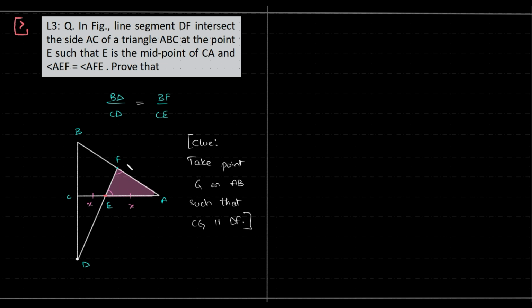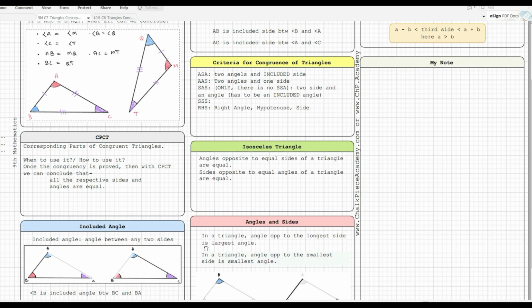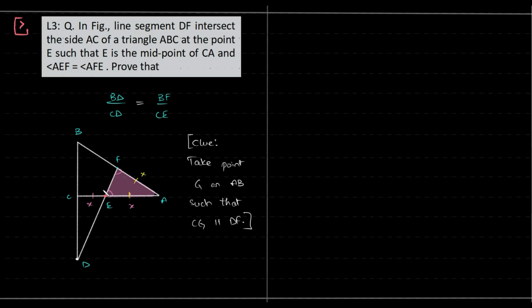Yes, we have the two sides AE equal to AF, and this is also equal to X. Why? Why is it so? Very simple reason. We have studied this. Angles opposite to equal sides of a triangle are equal, and sides opposite to equal angles of a triangle are equal. That's your isosceles triangle property. This is an isosceles triangle.